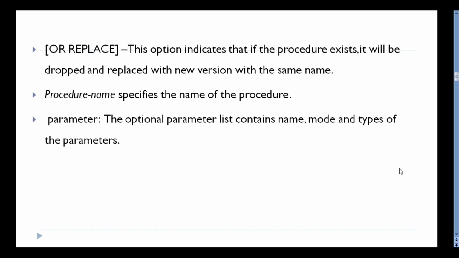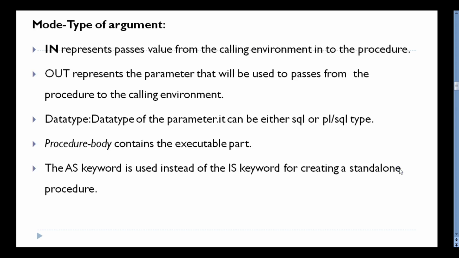The parameter list contains the name of the parameter, the mode of the argument, and the type of the argument. Coming to mode and type, there are three modes for arguments: in, out, and in out. In is the default. If you don't mention the mode, it will be taken as in by default. So what does in represent?